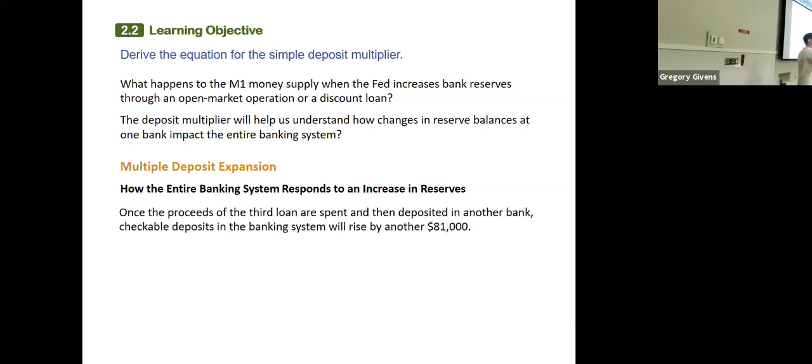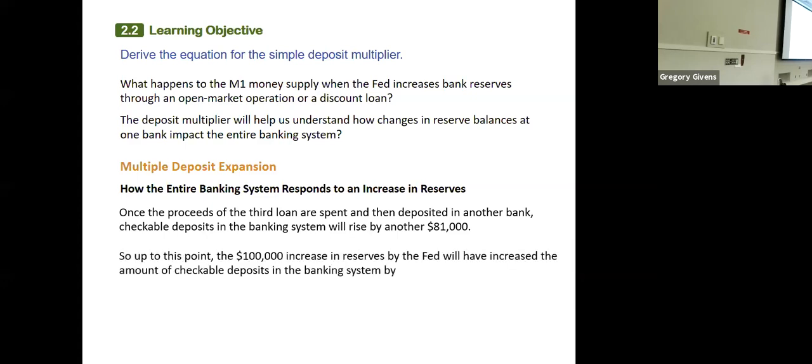Once the proceeds of that third loan in this never-ending example get deposited back into the banking system, what's going to happen? The total amount of checkable deposits in the banking system will rise by another $81,000, increasing the total supply of money then by, what is that, $271,000, right? $100,000 at PNC, $90,000 in additional checking at Suntrust, and then $81,000 of additional checking at whatever the fourth bank is in this example.